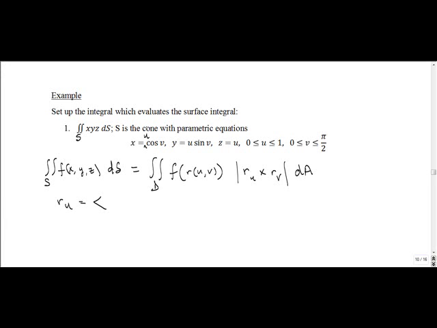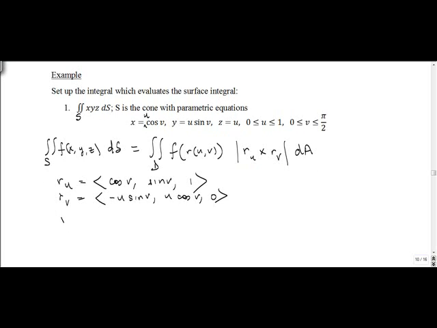Okay, so let's find the partial of r with respect to u. So it would be cosine v. Next one is sine v. Next one is 1. Put it as a vector. Then can you give me the partial of r with respect to v, please, anybody? Negative u sine v, good. Next one, u cosine v. Next one, 0, very good.